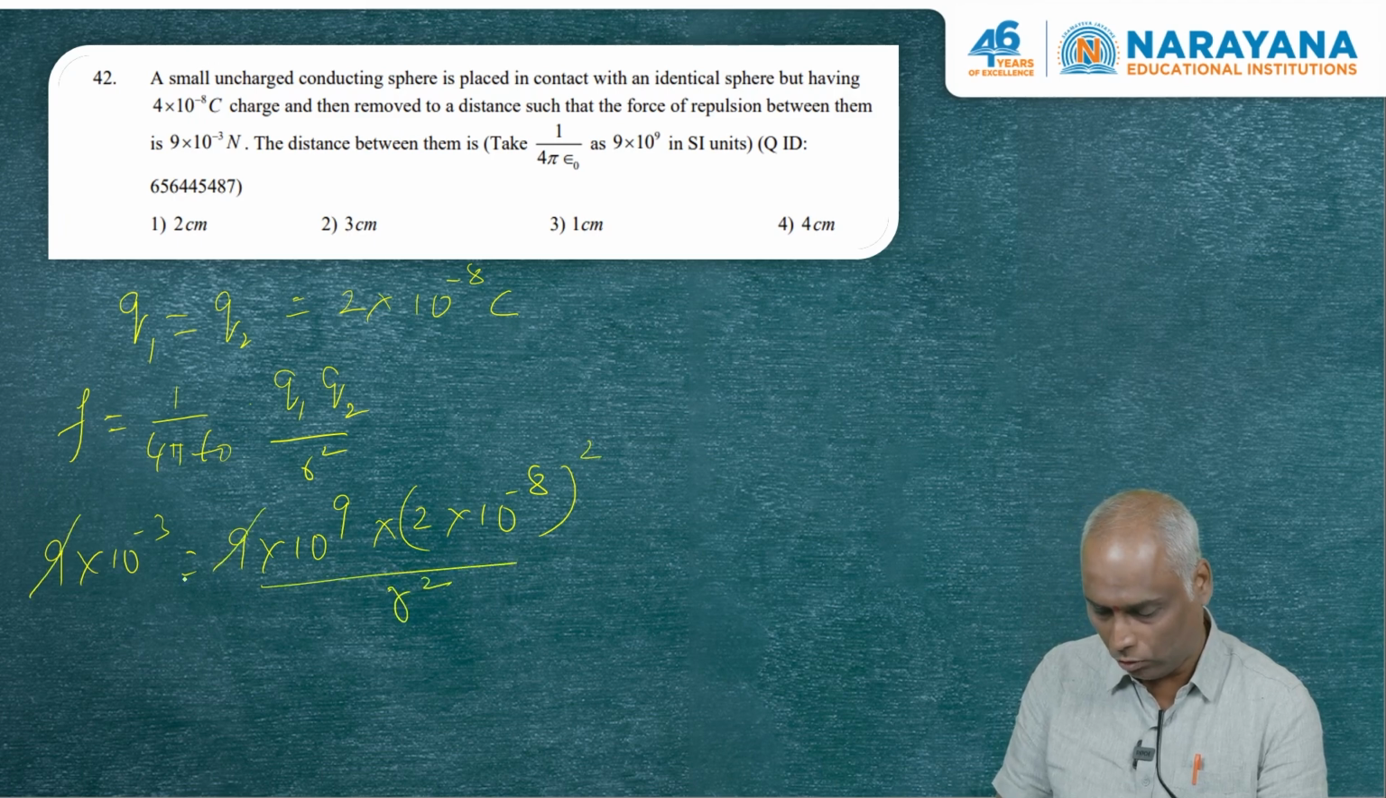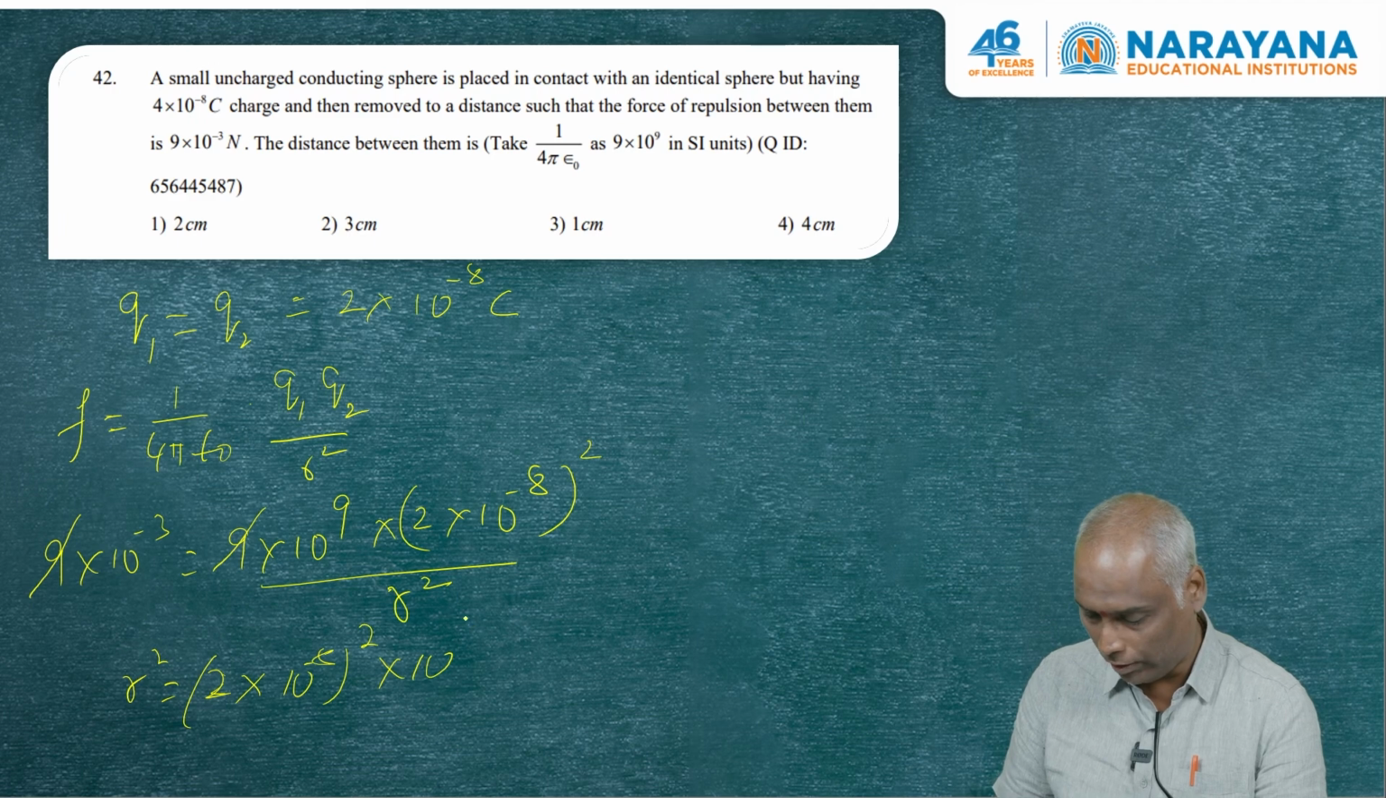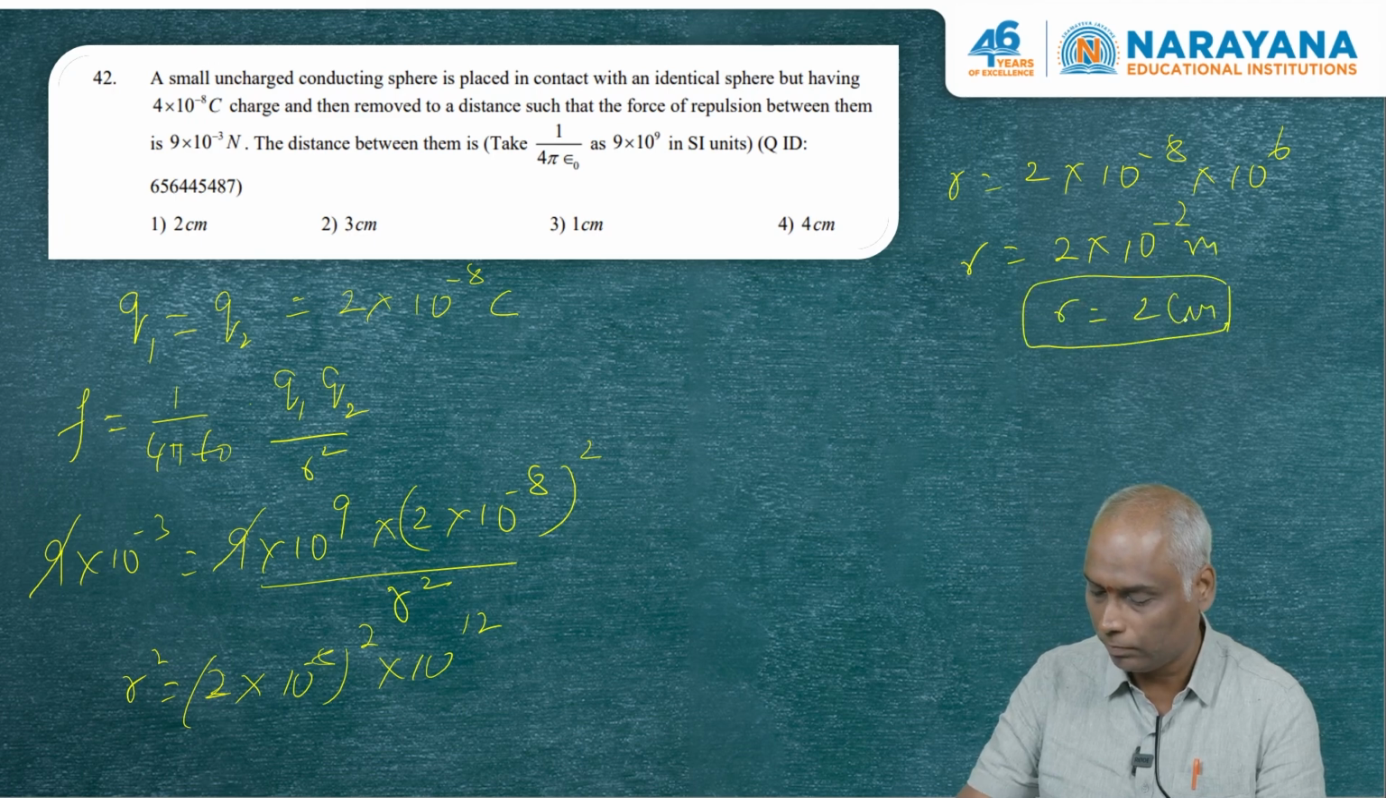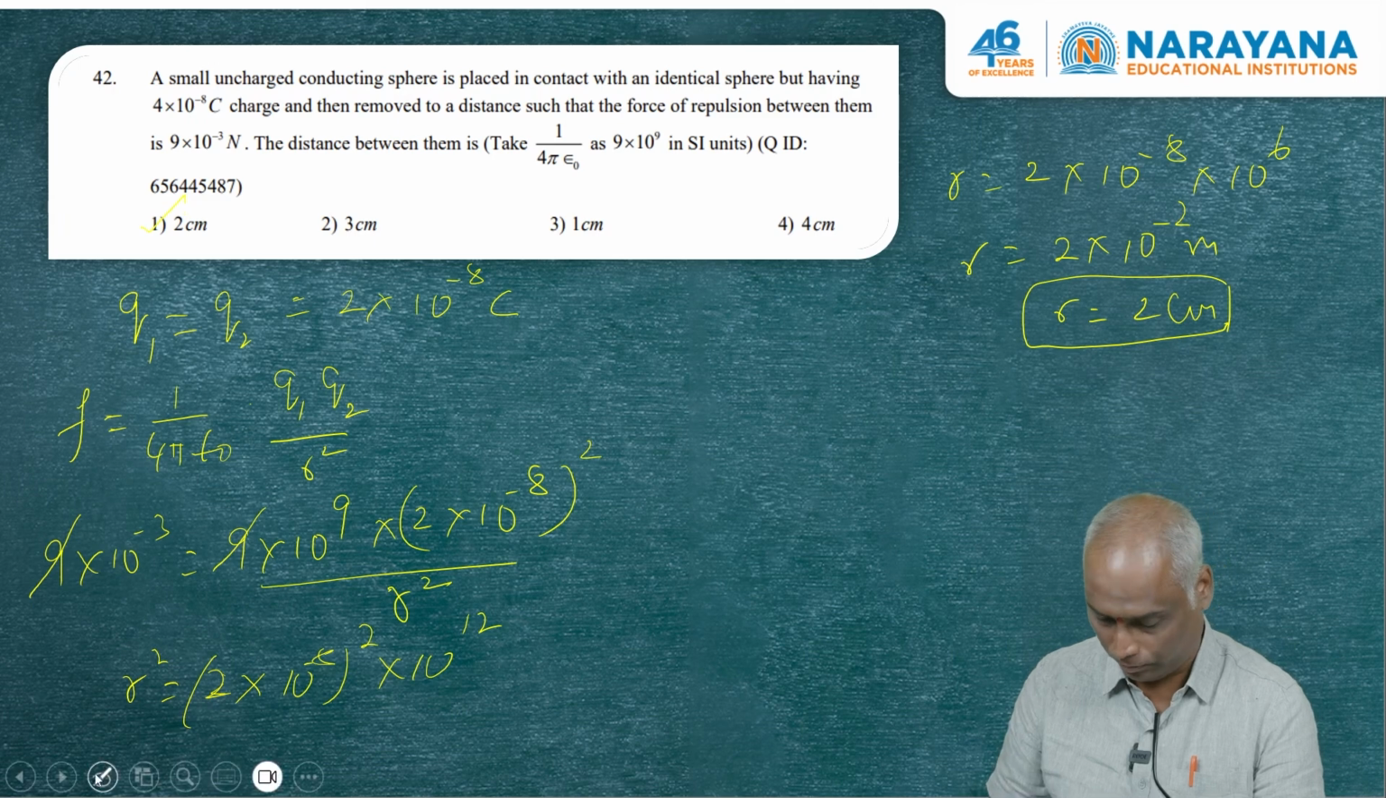So the 9 and 9 will get cancelled. From this equation we get r square equals 2 into 10 to the power of minus 8 whole square into 10 to the power of 12. Taking the square root on both sides, r equals 2 into 10 to the power of minus 8 into 10 to the power of 6. So the value of r is equal to 2 into 10 to the power of minus 2 meters. So r equals 2 centimeters. Option 1.